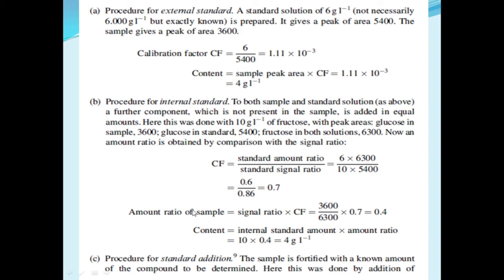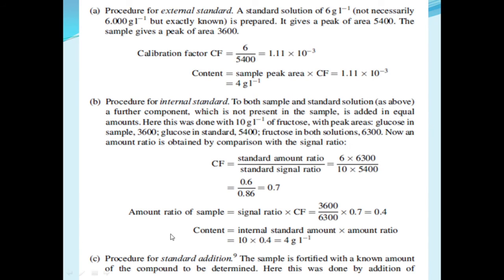Amount ratio of sample is equal to signal ratio into calibration factor, which is 3600 upon 6300 into 0.7, equal to 0.4. Content is equal to internal standard amount into amount ratio, 10 into 0.4, equal to 4 gram per liter.